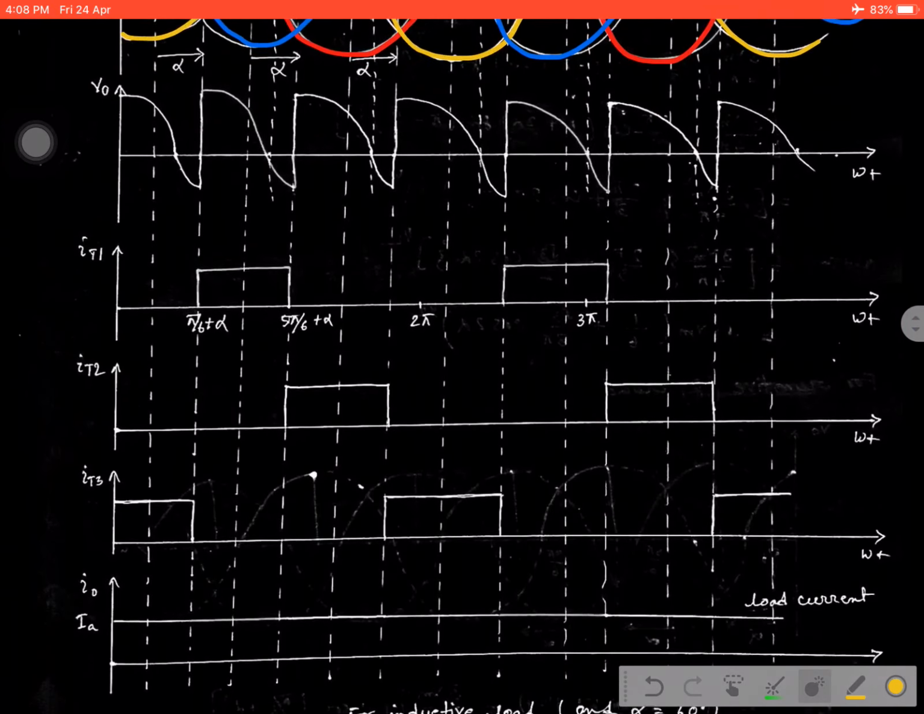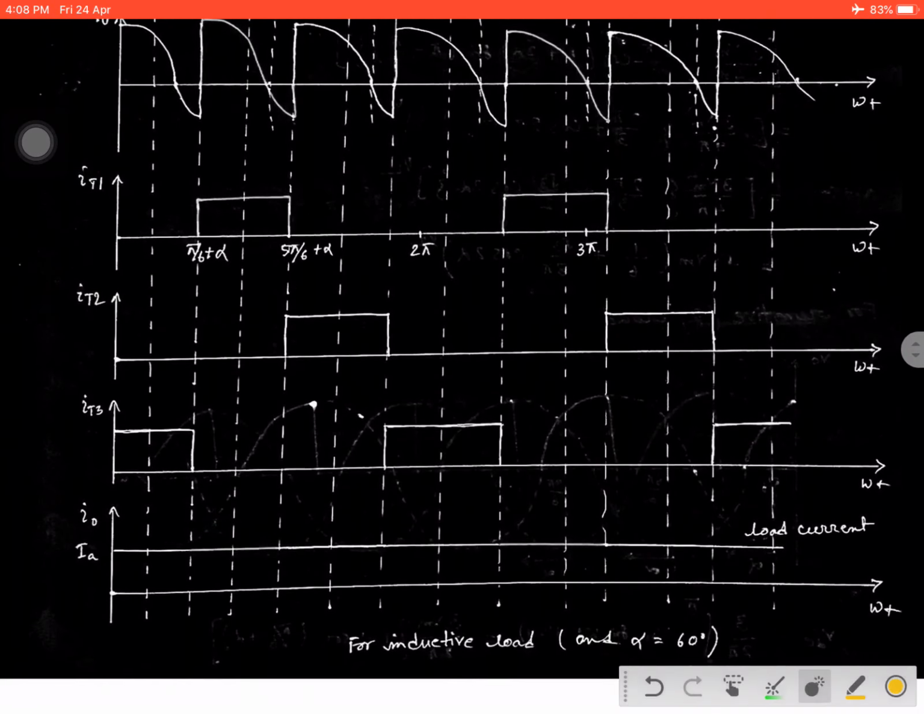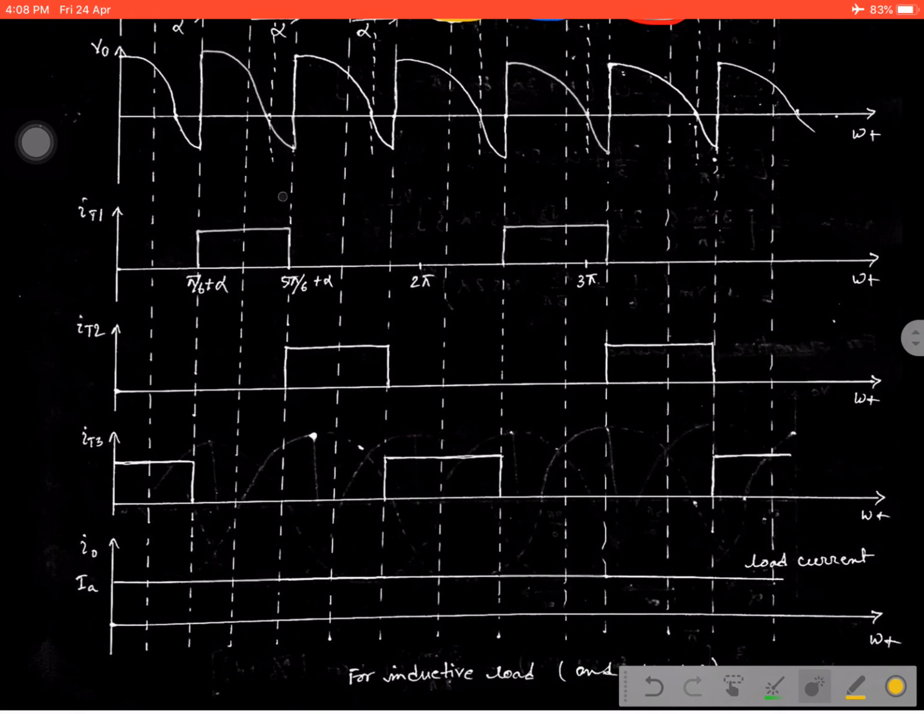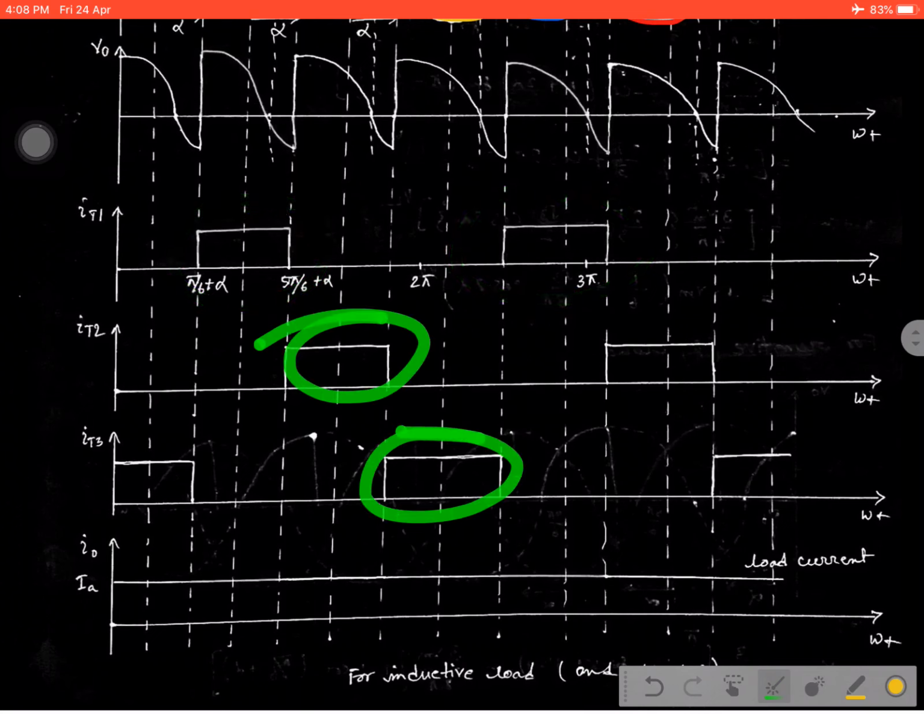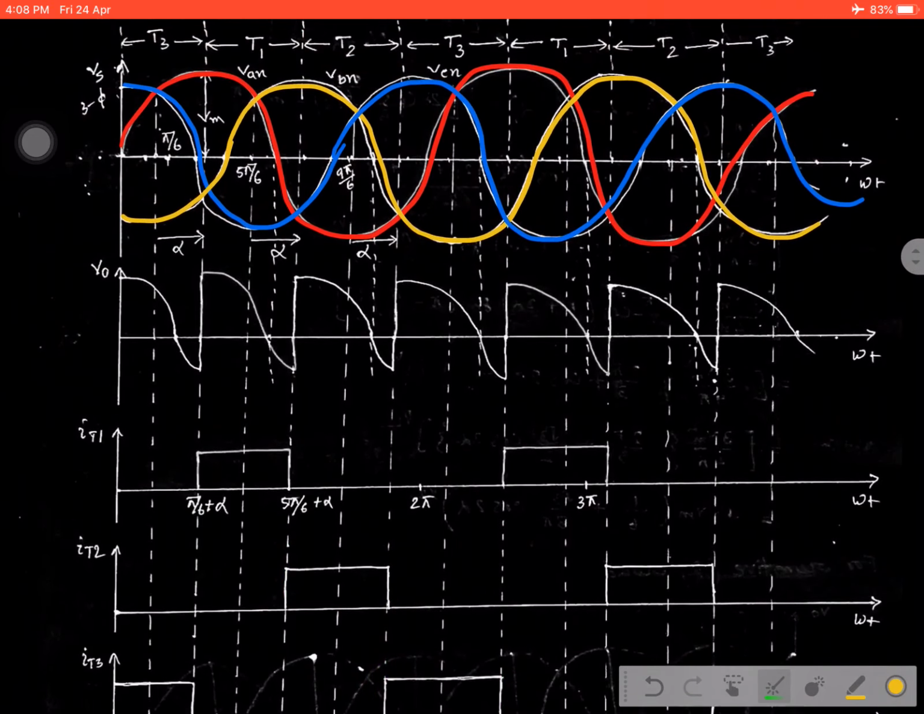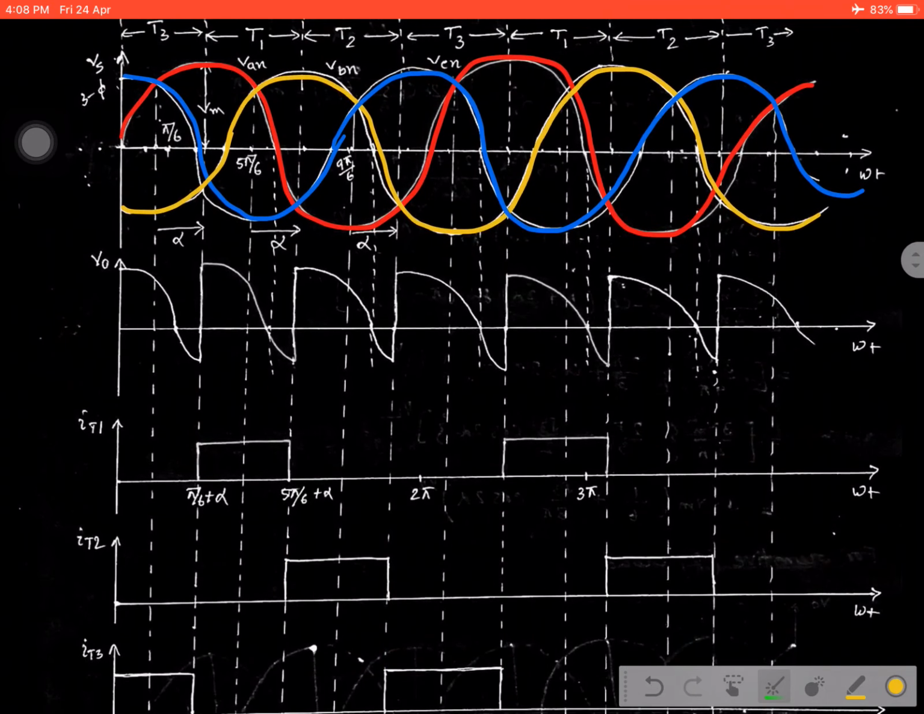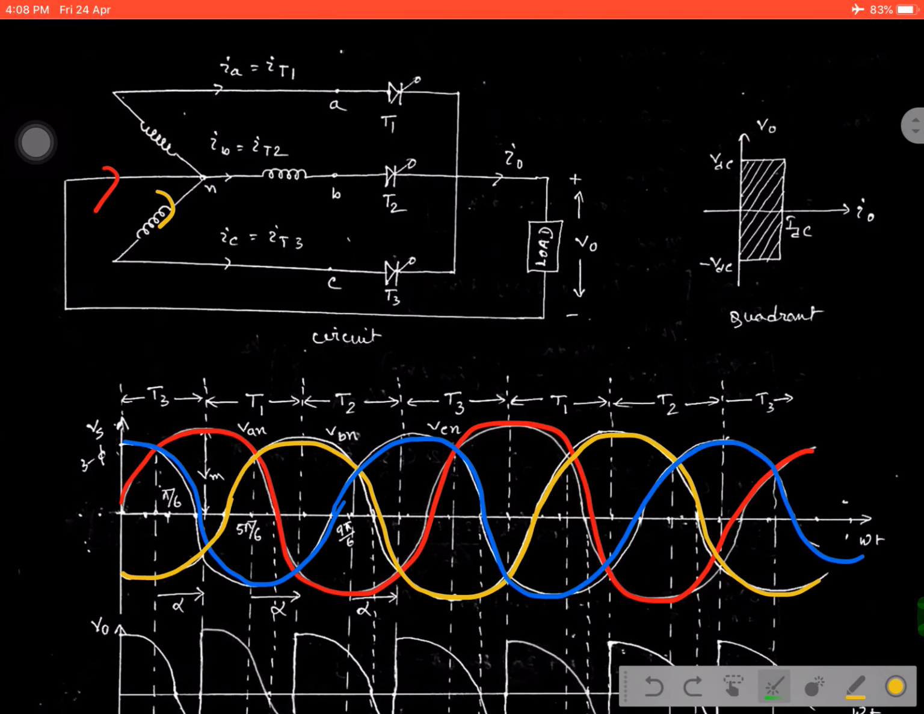Go to the diagram, the same thing happens here: this is IT1, this one is IT2, and this one is IT3. So it is the summation of these currents. First we consider when IT1 starts flowing. When T1 starts conducting, then IT1 starts flowing.